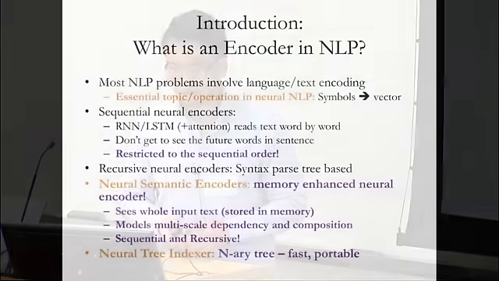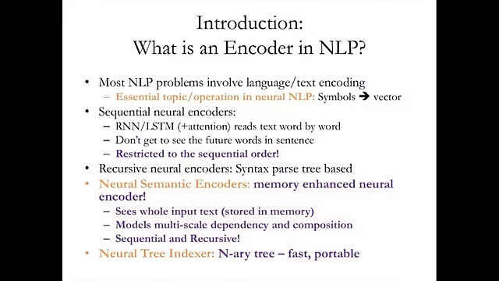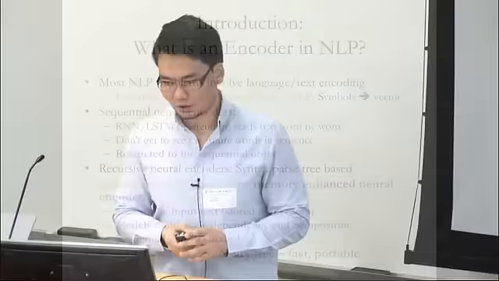So why do we need an encoder in NLP? We know that most natural language processing and understanding tasks involve a text encoding step, where the goal is to encode or transform the symbolic strings into vectors so that they can be used in downstream tasks. We have sequential neural encoders, like RNNs or LSTMs with attention, and we have recursive neural networks based on the output of a parser.